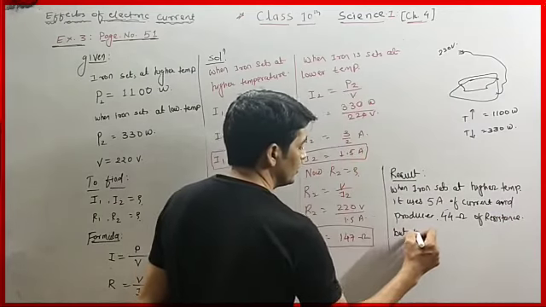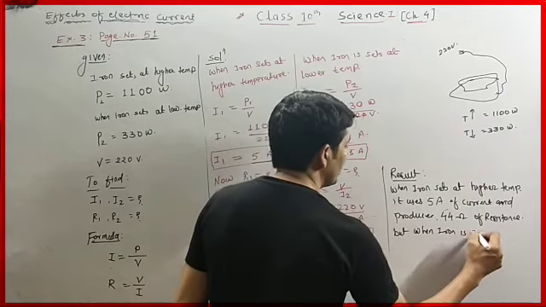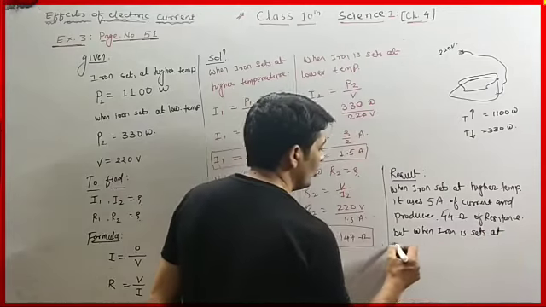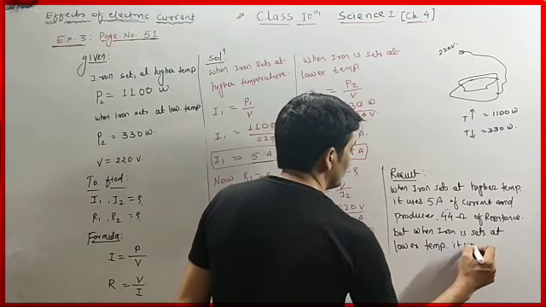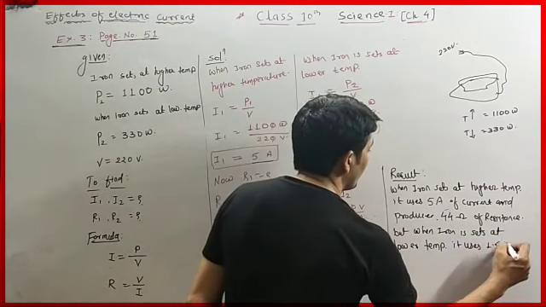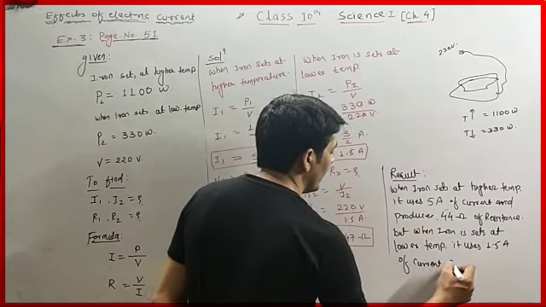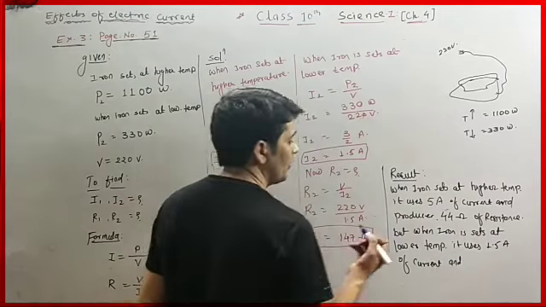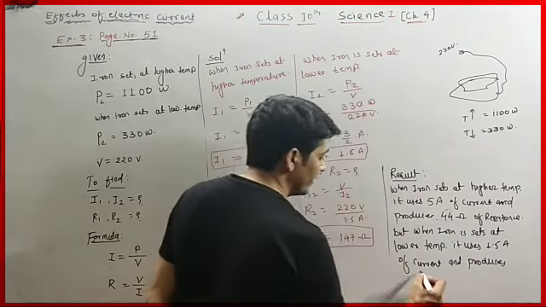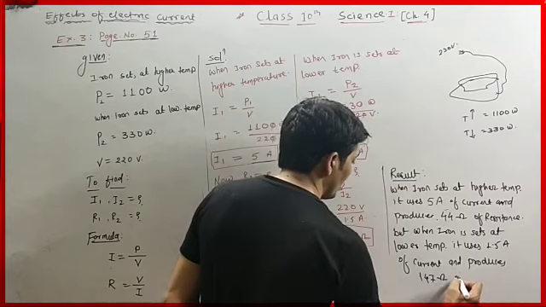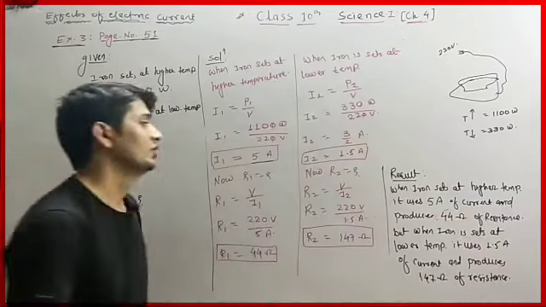But when iron is set at lower temperature, it uses 1.5 ampere of current and produces 147 ohm of resistance.